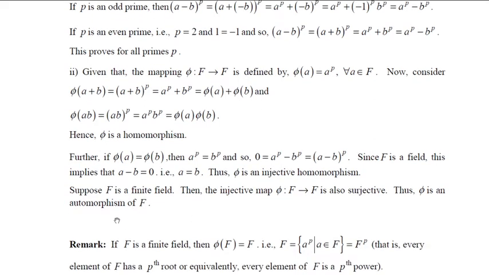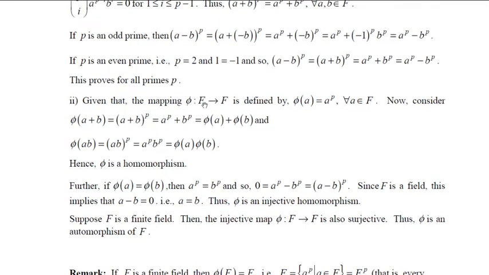Now let's move on to a remark. What is that? Suppose F is a finite field. Then, as we have defined in this case, if phi is a mapping from field F to field F, the image of a is the pth power of a. So there is an element in the field F which is having a pth power. And remember that it is also in the same field F.